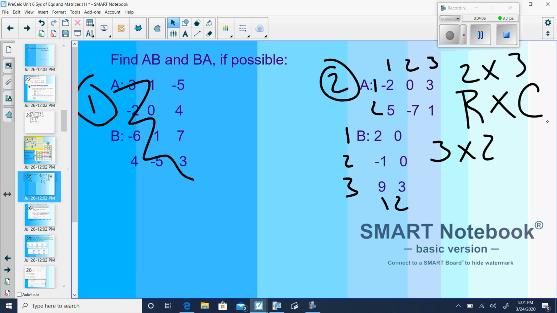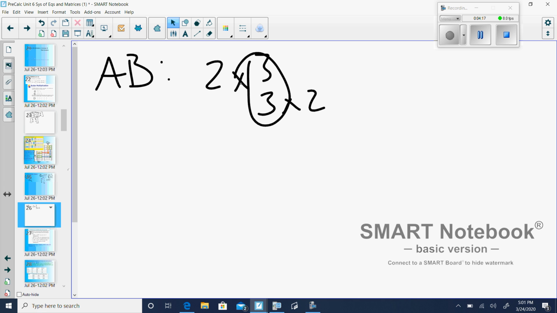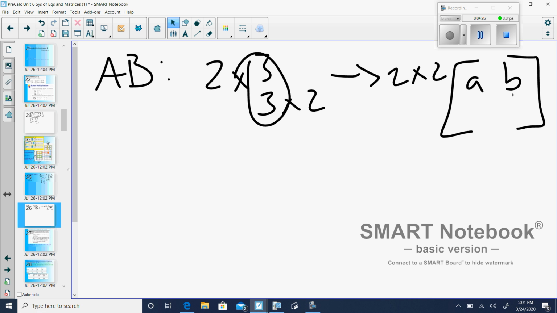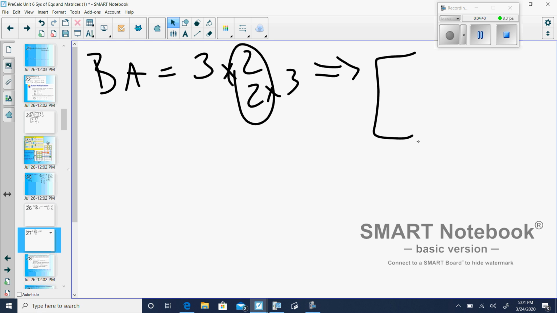All right, so the first thing I want us to take a look at is AB. If we have a 2 by 3 times a 3 by 2, then our final product, our answer, is going to be a 2 by 2 matrix. For the second part of this, B times A, well, B, we said, was a 3 by 2 matrix, and A is a 2 by 3. So our answer is going to yield a matrix that's 3 by 3.